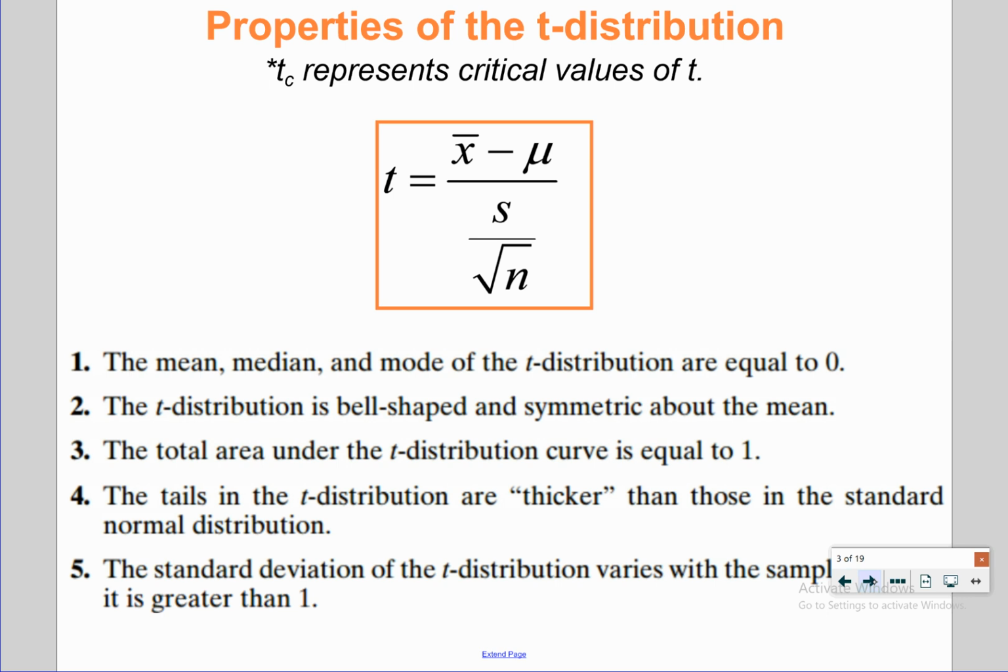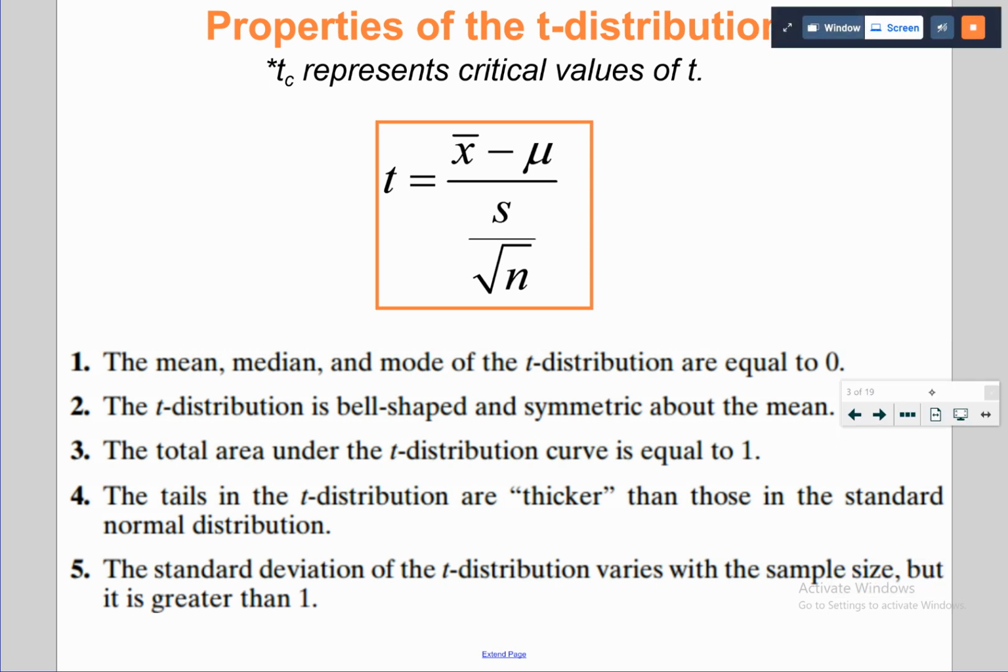So a t distribution is going to look similar to a standard normal distribution, a normal curve, with a few differences. So first, mean, median, mode are still going to be at 0 right in the middle. It's still going to be bell-shaped. It's still going to be symmetric about the mean. The total area under the curve is still equal to 1.